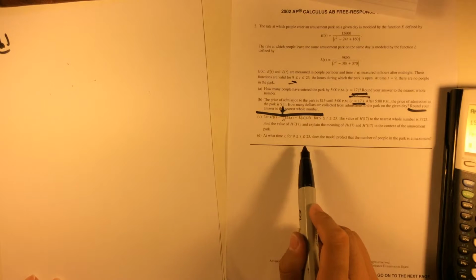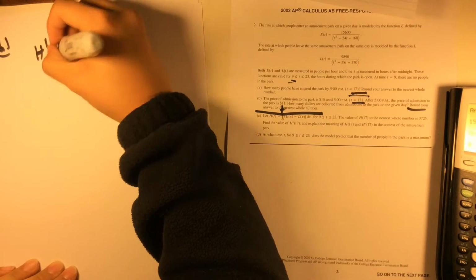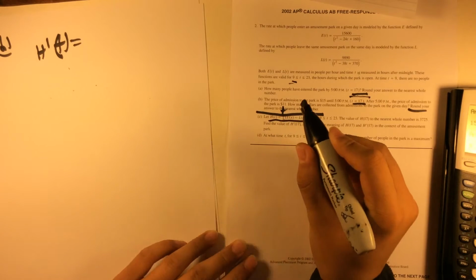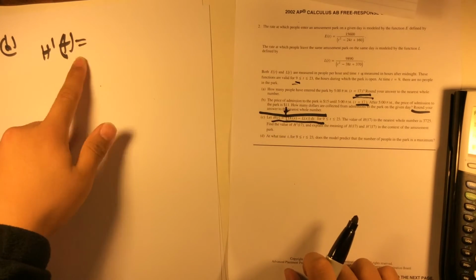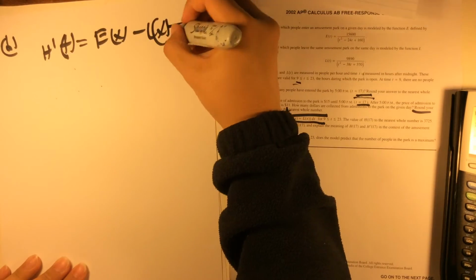D, at what time for t between 9 and 23 is the number of people in the park at a maximum? Pretty simple on this one. Because the number of people is represented by this function H of t, which is an integral, to know when a function is at a maximum you have to take the derivative and set it to 0 to get your critical values. And since this is an integral, the derivative of it is just E of x minus L of x, and now this has to equal 0.